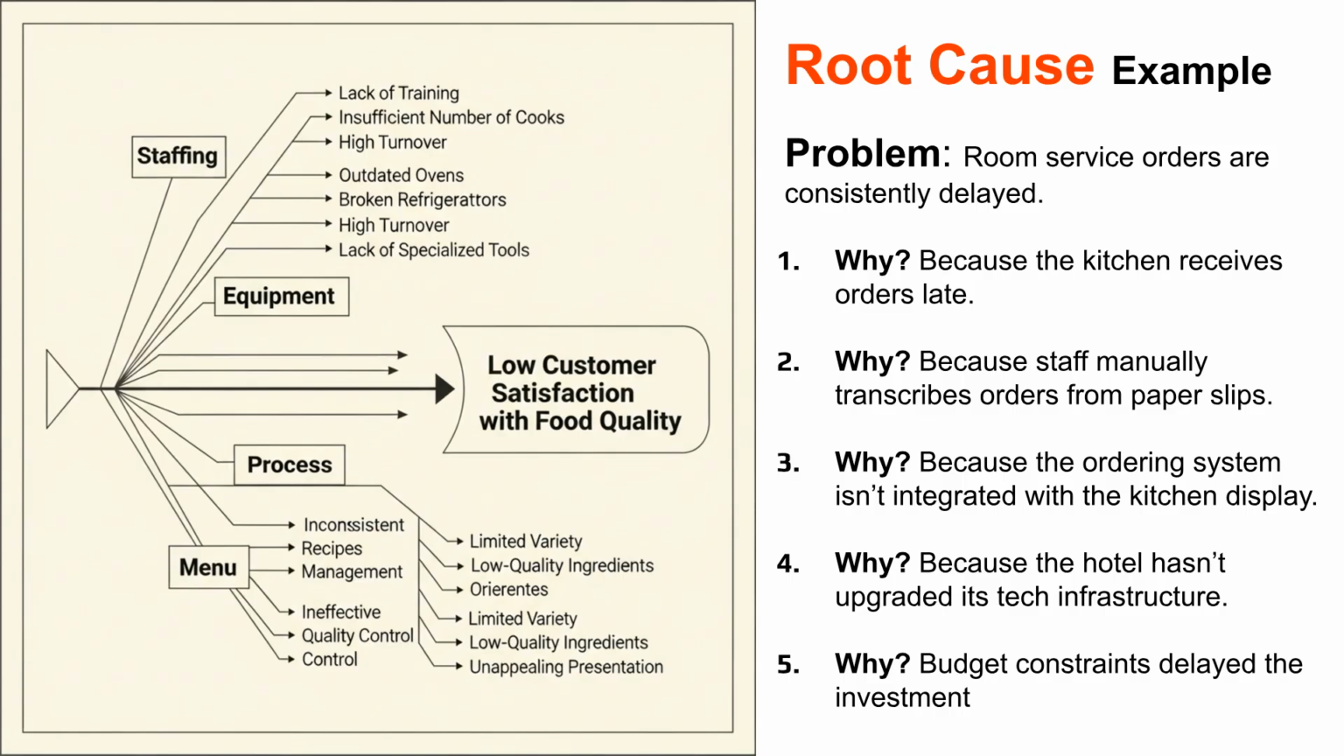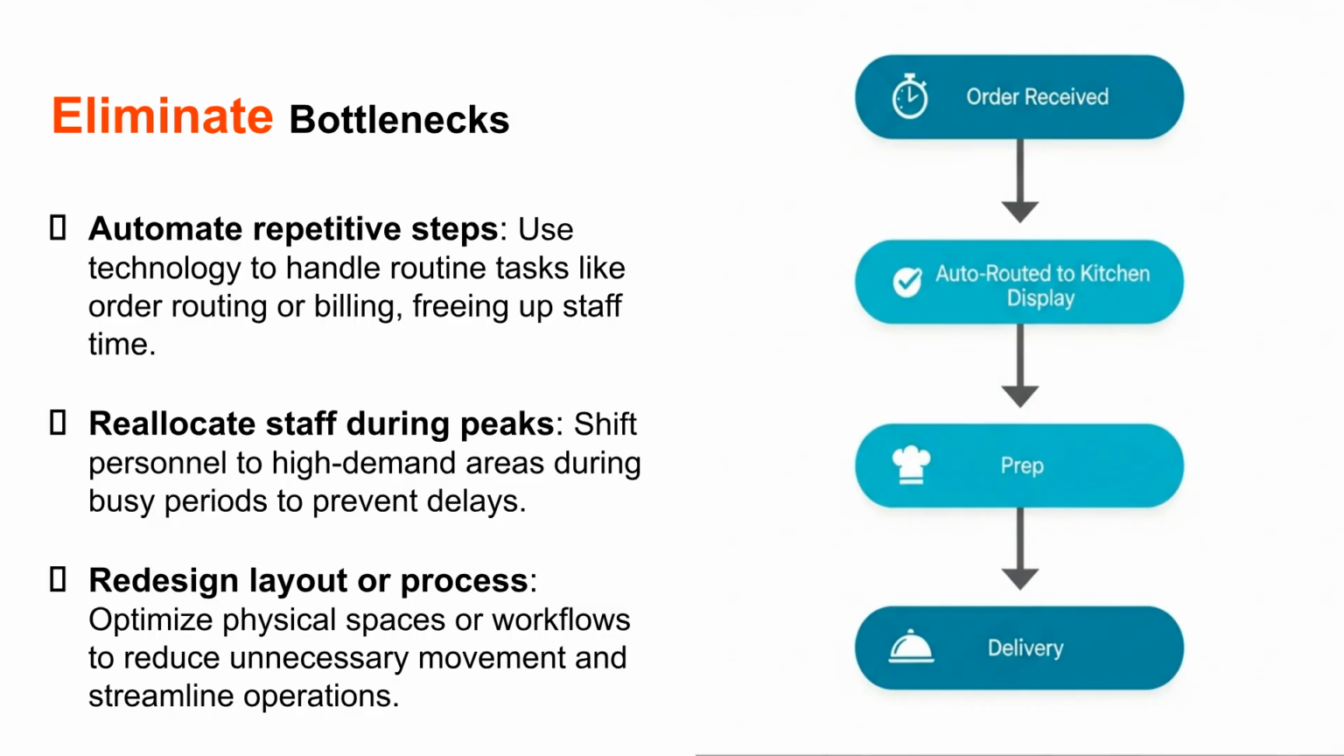Identifying the root cause often involves asking why repeatedly. For delayed room service, the root cause was budget constraints delaying the upgrade of non-integrated ordering technology. To eliminate bottlenecks, automate repetitive steps, reallocate staff during peak periods, and redesign the layout or process to optimize flow and reduce unnecessary movement.